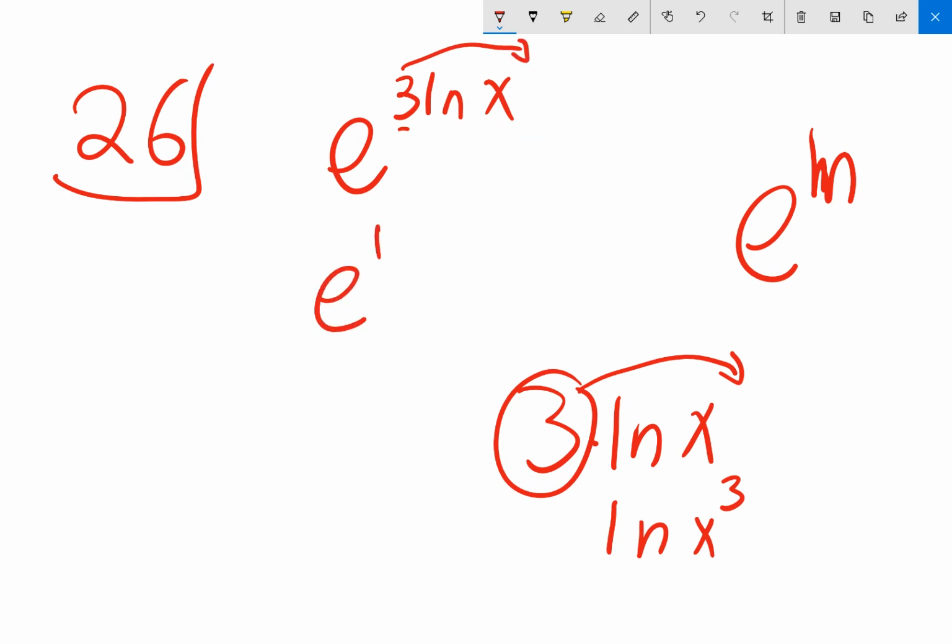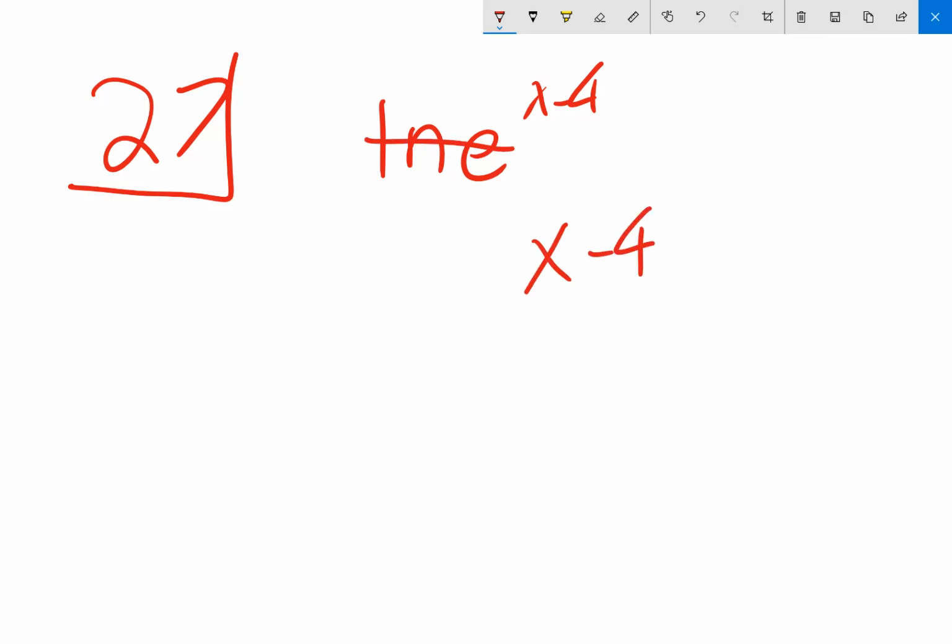So it's going to be e to the natural log of x to the third power. Now, since the 3 is not in the way, the e and natural log cancel. So your answer is just plain and simple, x to the third power. Number 27, we have natural log e to the x minus 4. It's very similar to number 25 because the natural log and e just straight cancel, and you just leave x minus 4 as your answer.